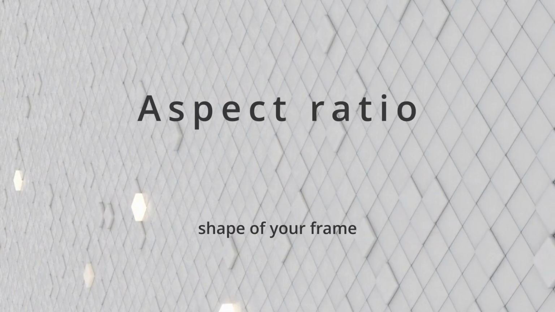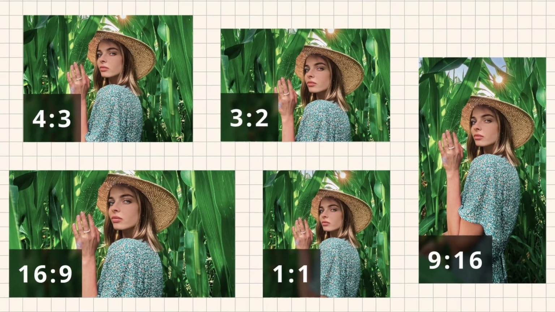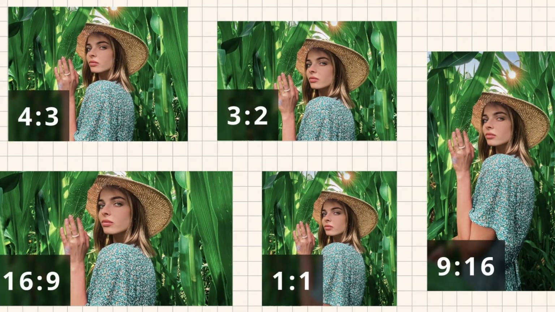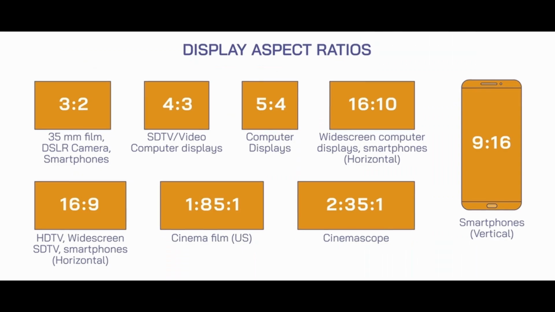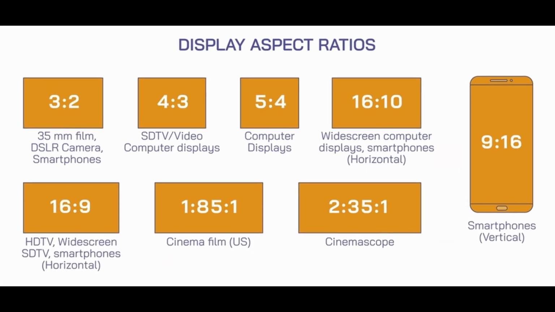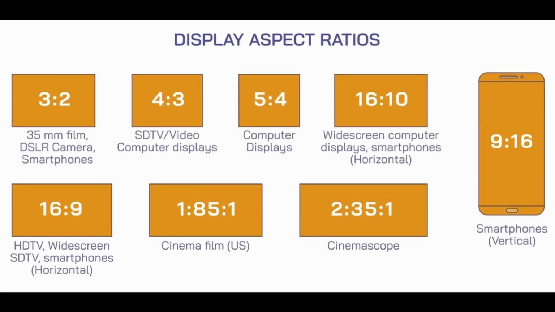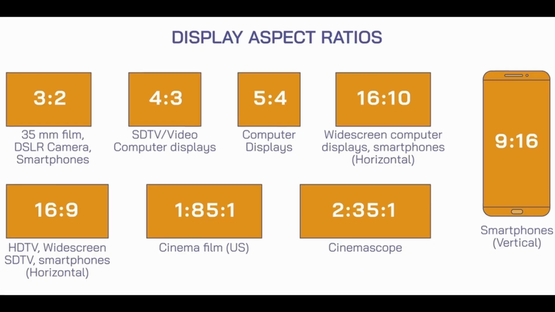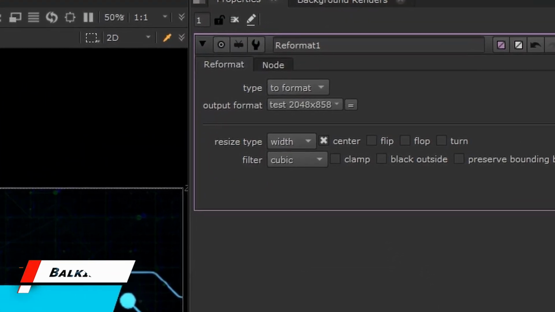Next is aspect ratio. This tells you the shape of your frame. It is written as a width and height. Some common aspect ratios are 16:9, 1:1, 2.39:1, that is scope for feature films, and 1.85:1, that is flat. Some feature films and many OTT originals use this aspect ratio. Let's say your comp is 2048 by 858, that is 2.39:1.